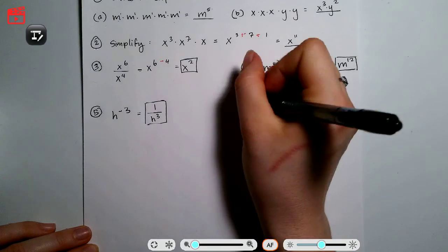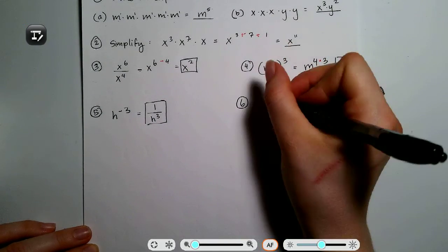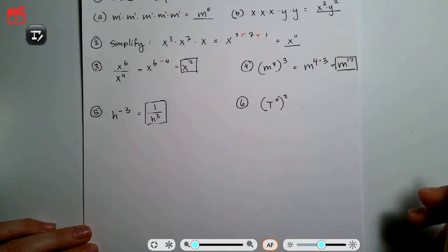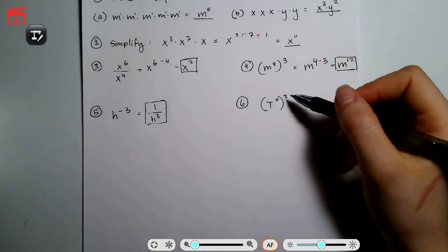And there we go. Number 6. t to the 0 power to the 3rd power. Which one does this look like? Oh, it looks an awful lot like that. So you can use that same rule.